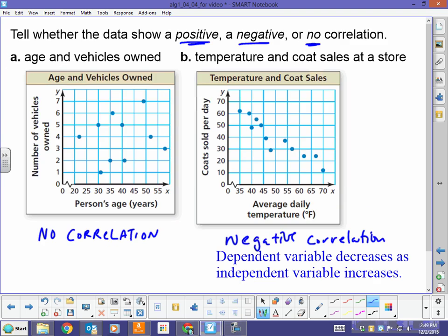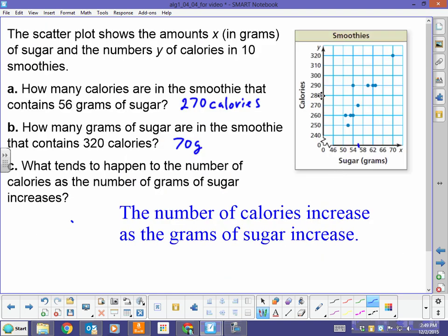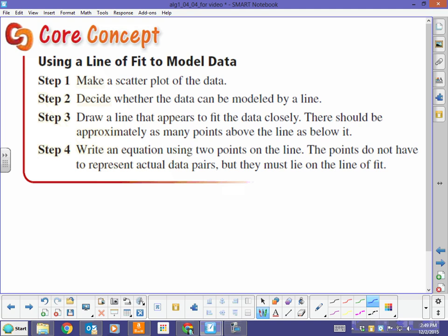You can also think of them as slopes. This would be like a negative slope if we had a line that goes through, and we'll talk about lines in a second. And this one would be like a positive slope if we had a line going this direction. Positive correlation, negative correlation.